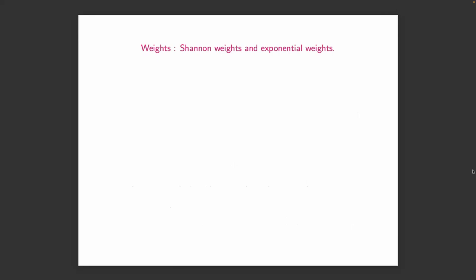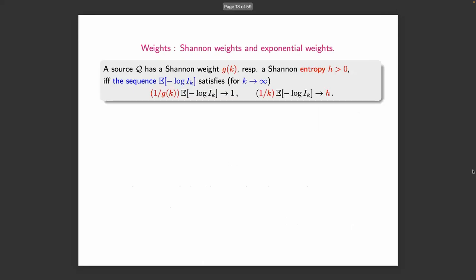Now the weight. I define two types of weight: first the Shannon weight, and then the exponential weight. So what is a Shannon weight? The Shannon weight is just an extension of the Shannon entropy. It deals with the expectation of minus log of I sub k. And we say that the source has a Shannon weight g of k if this expectation is asymptotic to g of k.